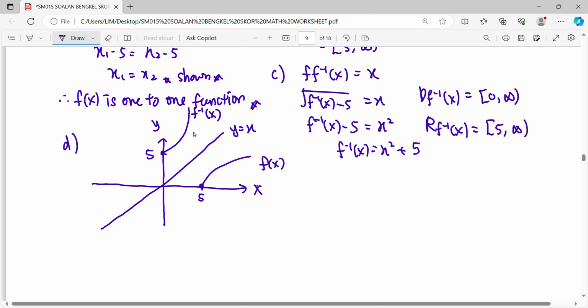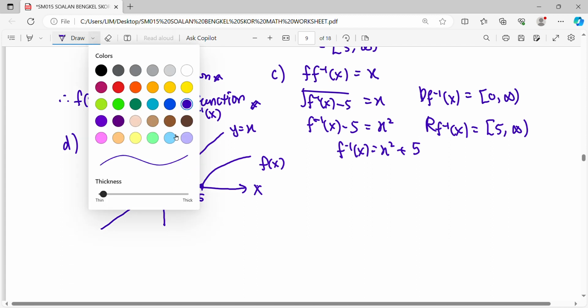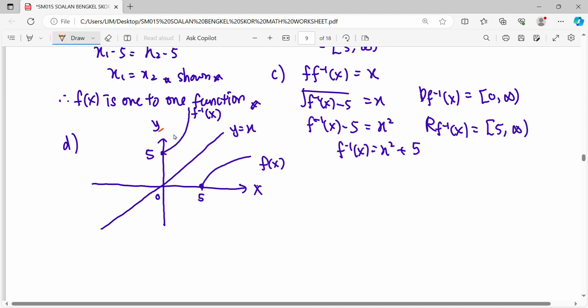Alright, so lastly, label your graph. Make sure you label your y-axis, x-axis, your point, your function, and your reflection axis passing through the origin. So this is the labeling that we need to see. Without one label, we will just minus the marks.